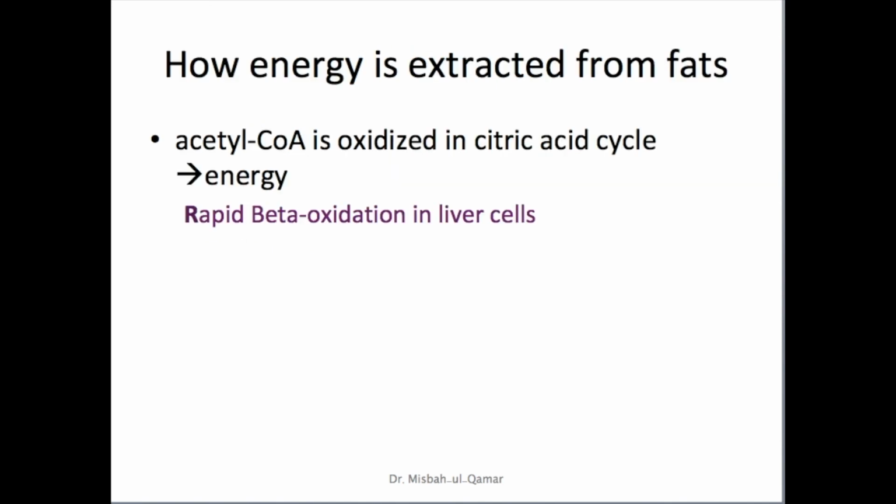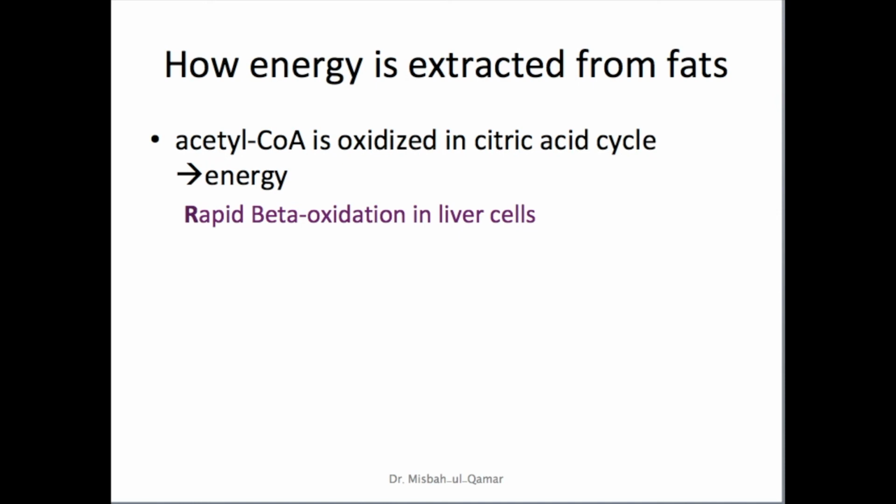Well, the question is how energy is extracted from fats. You see, neutral fat is first split into glycerol and fatty acids. Then fatty acids are split by beta oxidation into two carbon acetyl radicals that form acetyl coenzyme A. Acetyl coenzyme A can enter the citric acid cycle and it can be oxidized to liberate energy.